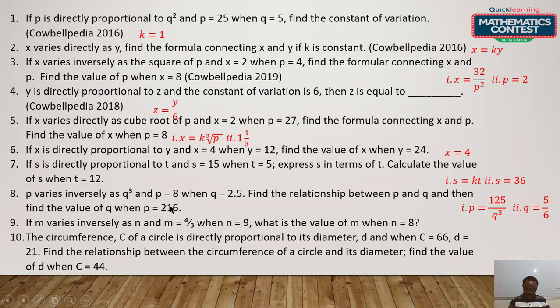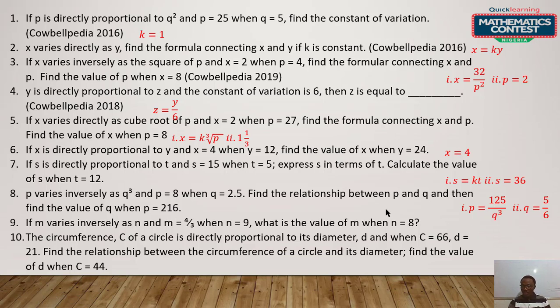So to get q, q cube equals 125 over p, and p is 216. So q is the cube root of 125 over 216. The cube root of 125 is 5, the cube root of 216 is 6, so that's how we got q to be 5 over 6. So that is for number 8.